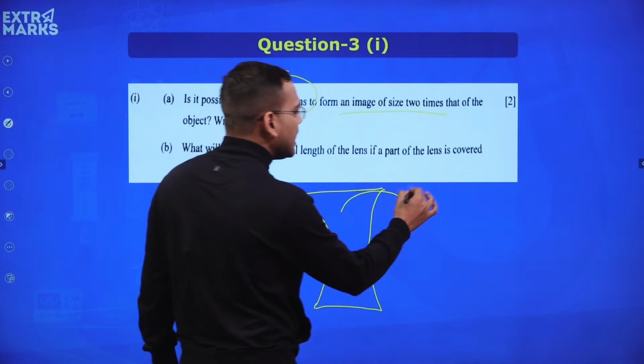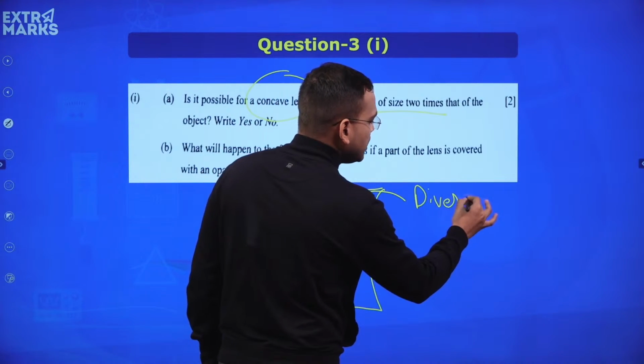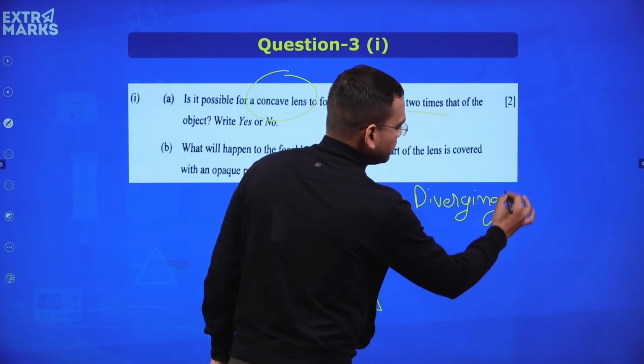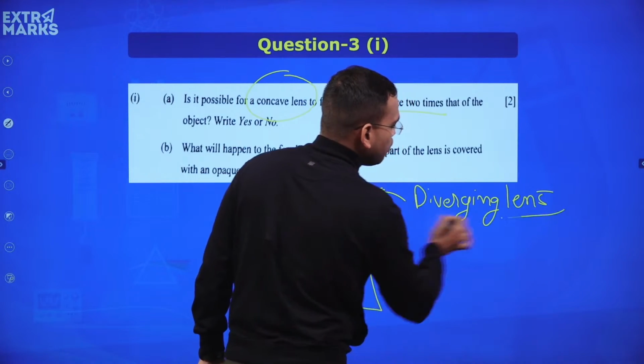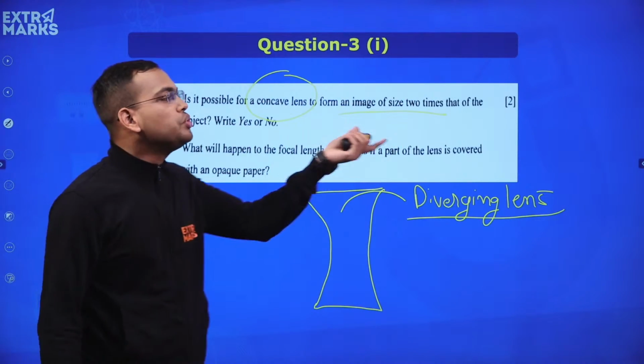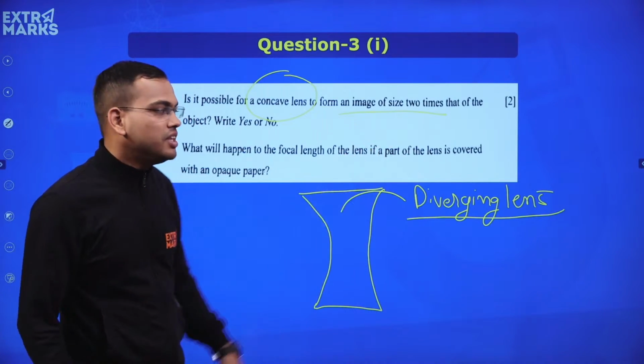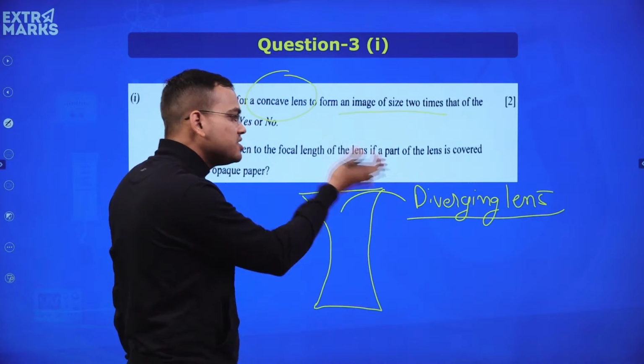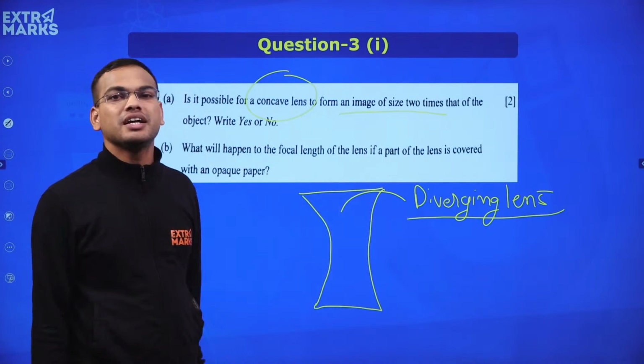Concave lenses are diverging lenses, and diverging lenses always form a diminished image. They always form a diminished image. Leave 2 times, 1.5 times, 3 times. They cannot even form a same size image. They will always be forming a diminished image.